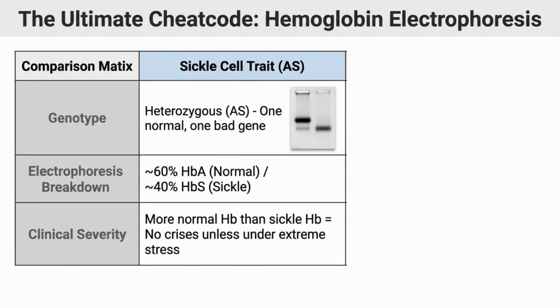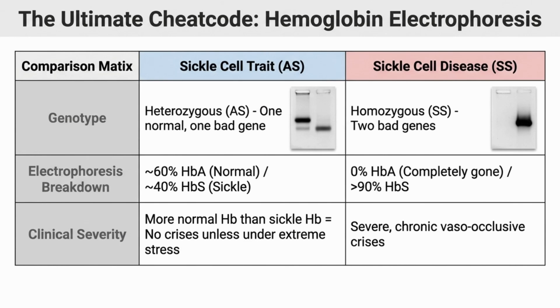Look at the comparison matrix. Sickle cell trait, AS. The genotype is heterozygous, one normal, one bad gene. Electrophoresis shows roughly 60% normal HbA and 40% sickle HbS. Clinical severity: they have more normal hemoglobin than sickle hemoglobin, so there are no crises unless under extreme stress.